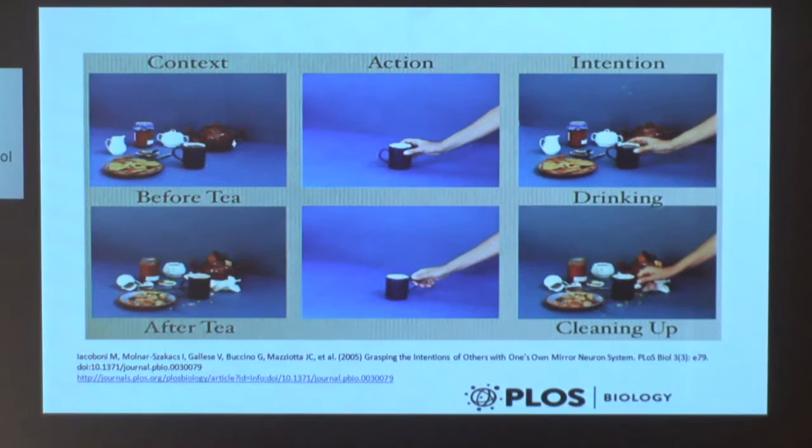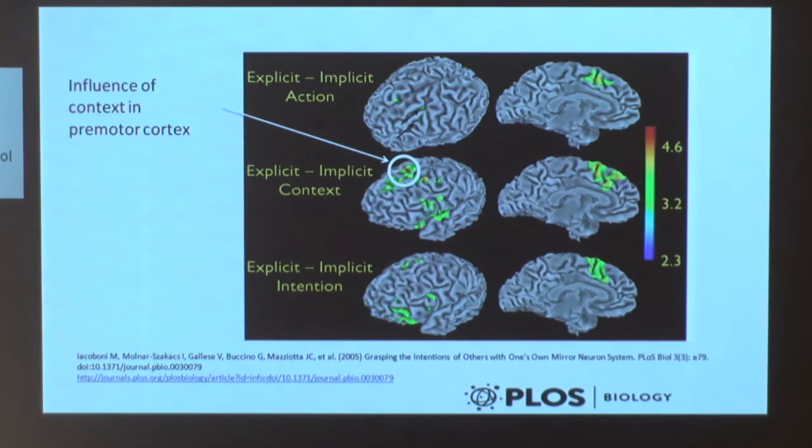And what you find is that there's an effect in that particular study. The effect of context was found particularly, I'm just going to highlight this, in the premotor cortex.